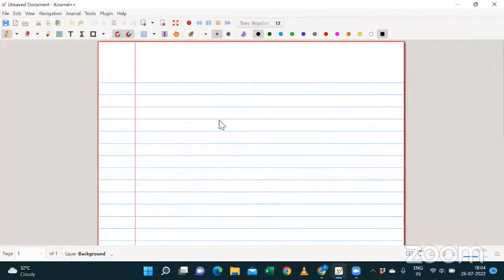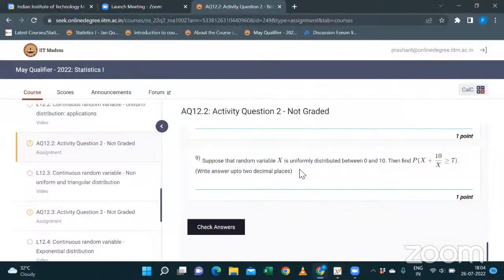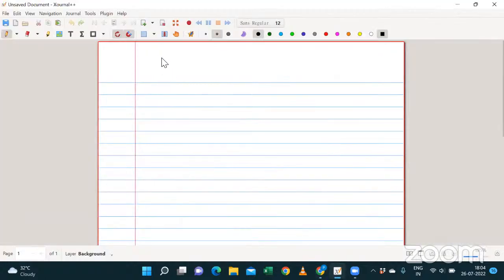Is my screen visible to all of you? Yes, sir. Okay. See, initially the question was: x is a random variable which is uniformly distributed between 0 to 10, right? So my random variable x is uniformly distributed from 0 to 10, and I need to find the probability of x plus 10 by x greater or equal to 7, right?